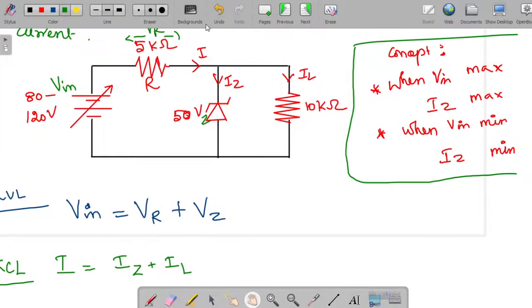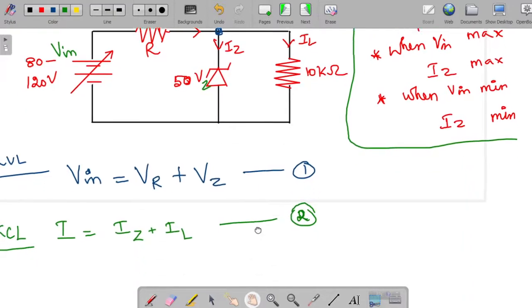So at this node, you can write the total current I is equal to the summation of these two leaving currents. It is incoming current, this is leaving current. So I is equal to the Zener current IZ plus IL, the load current. Like that you should be able to write the first equation as well as the second equation. Whatever Zener problems are asked, you should be able to write like this.